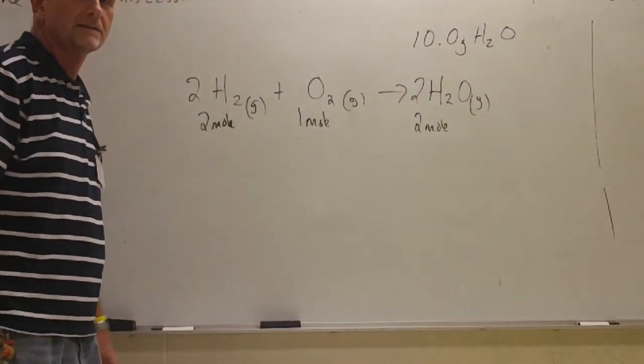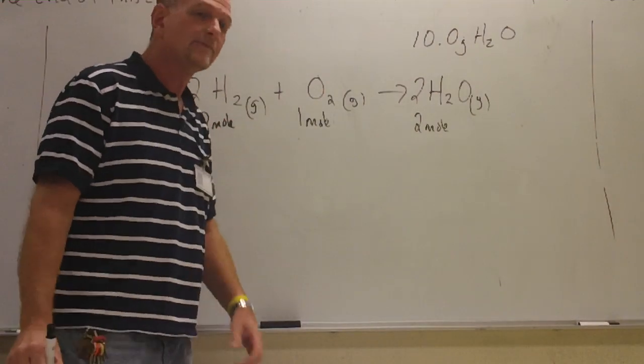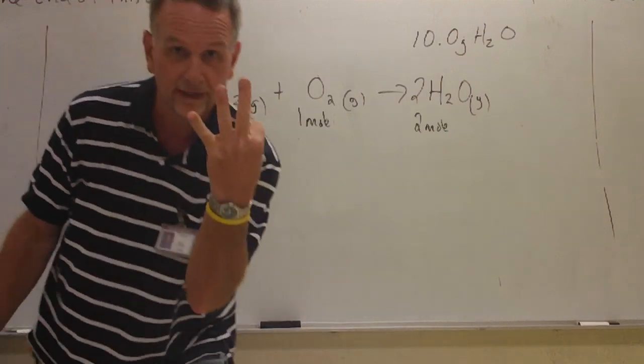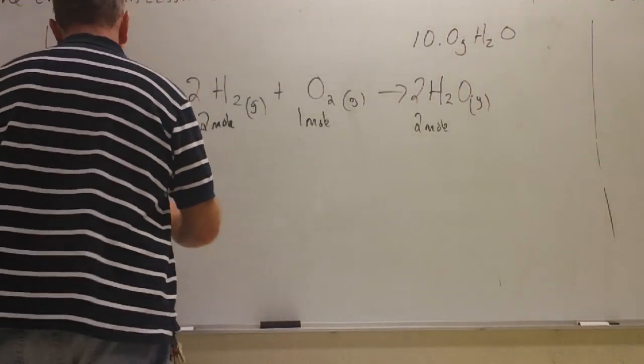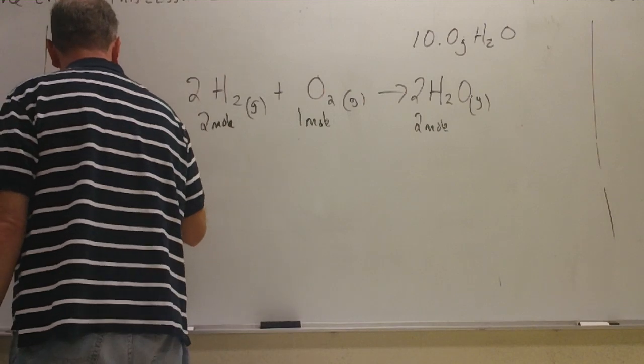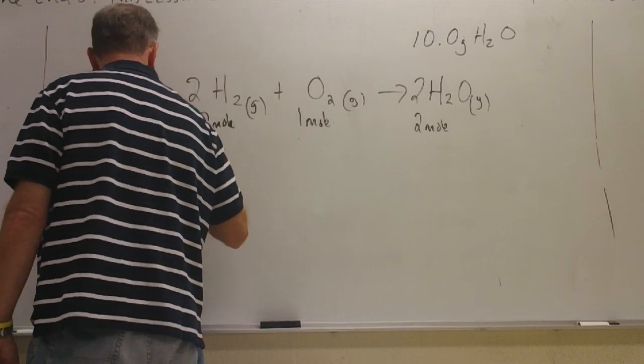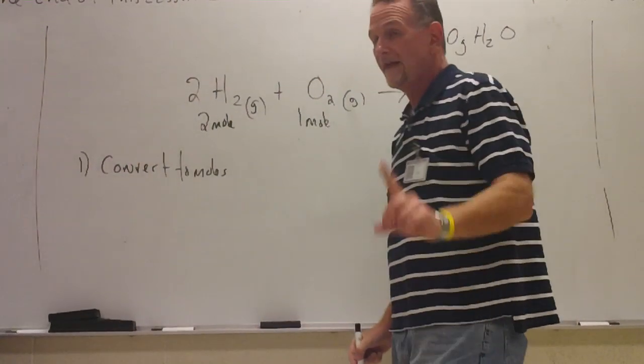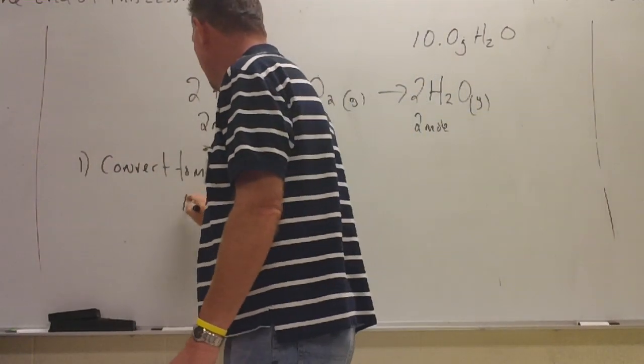Okay? So, in any stoichiometry problem, there are 3 steps that you need to do. There's only 3 steps. Count them. 3. There's 3 steps that you need to do. All right? Step number 1 is convert to moles. So whatever you're given, you convert that to moles. That's the first step. So we got 10 grams of water.